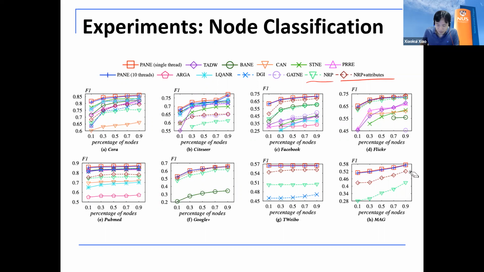Okay, so among the existing methods, the only 2 approaches that manage to scale to relatively large graphs are DGI and STNE. But in terms of the accuracy of node classification, it's much worse than our methods.